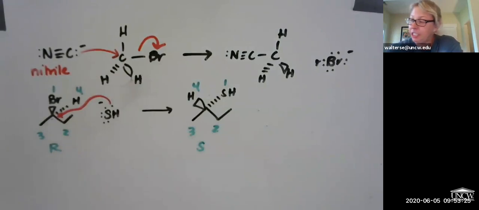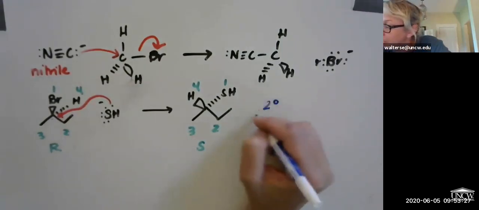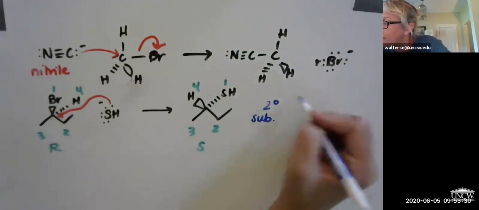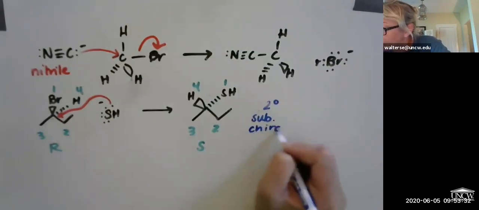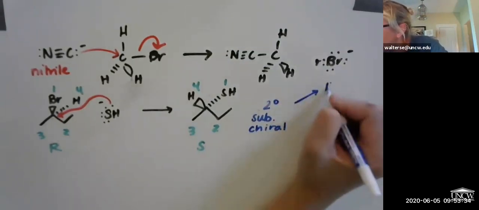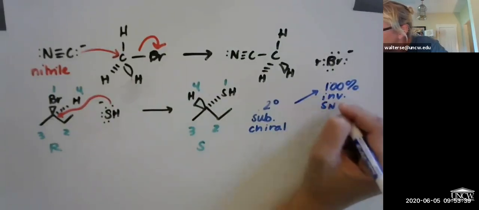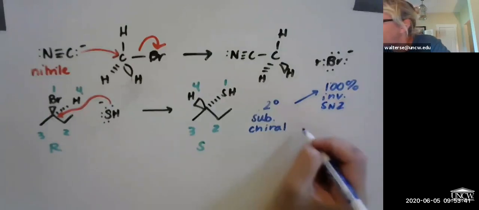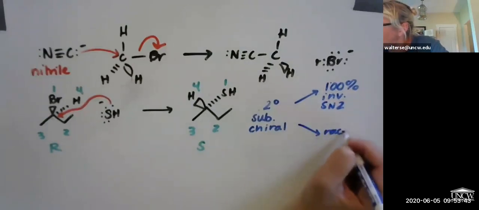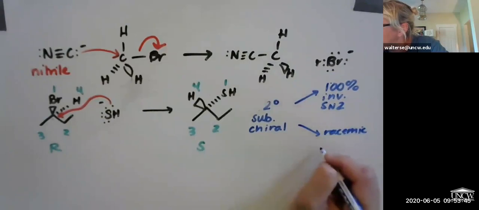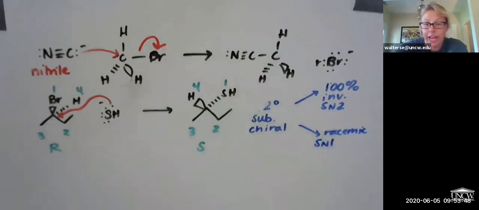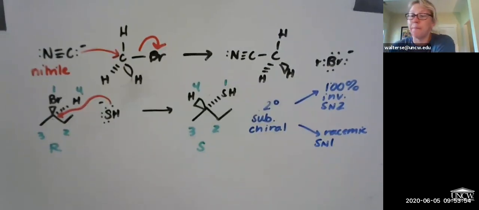the key to distinguishing the mechanisms is if you use a secondary substrate that's chiral. If you get 100% inversion, it means SN2 had to happen. If you end up with a racemic mixture, that means you had to have an SN1 reaction. But you can measure a molecule's ability to perform a substitution reaction.